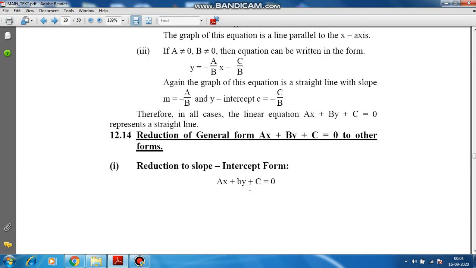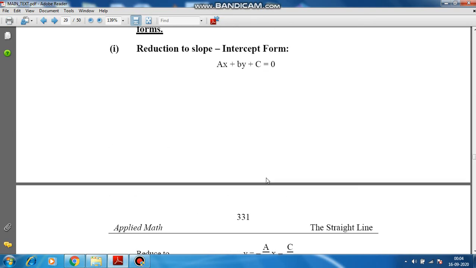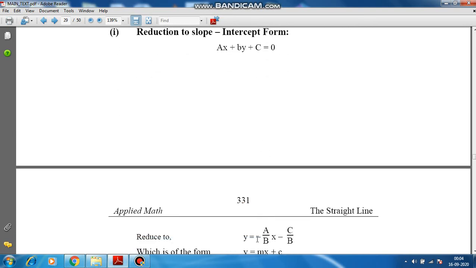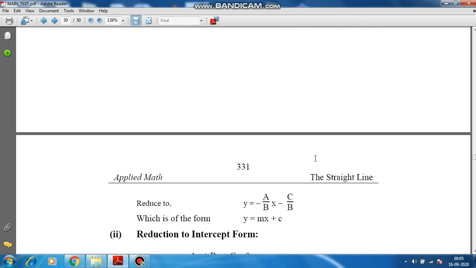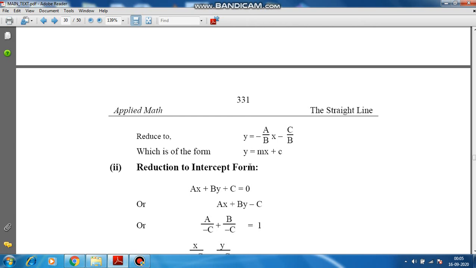Now let us convert this equation to that equation. Ax plus by plus c equal to 0 implies by equal to minus of ax minus c, and dividing by b we get y equal to minus a by b x minus c by b. Here there is some mistake, this b should be capital. This is y equal to mx plus c, where m is minus a by b and c is minus c by b.